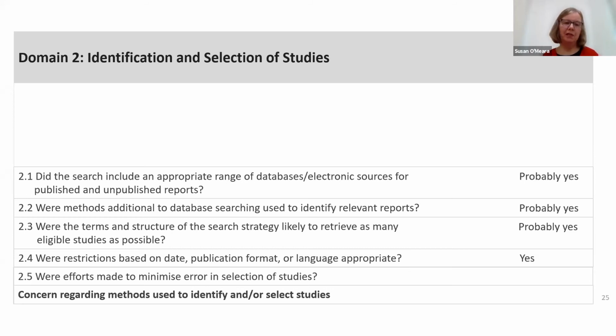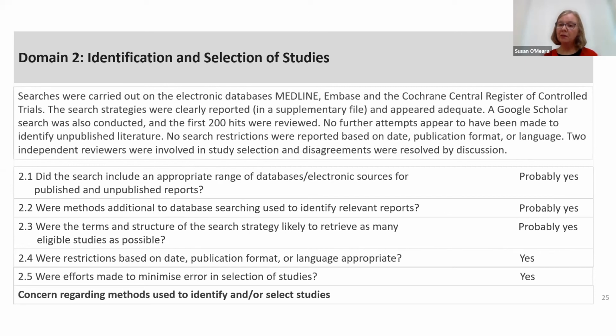And then for the last question for this domain, were efforts made to minimise error in selection of studies? So here we're looking at the study selection process, and the reviewers indicated that they'd involved 2 independent reviewers working to select studies. Those reviewers then got together to compare agreements and reached agreement through discussion and consensus. And that's considered good practice. So again, we would put a yes for that. And once again, I include my comments to explain why I've come to these decisions. And this domain overall was at low risk of bias. And obviously the reviewers have done a good job here.